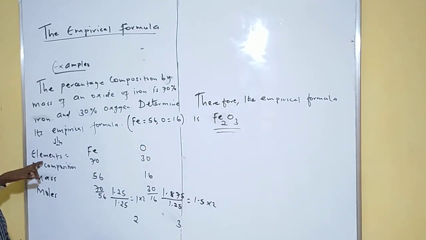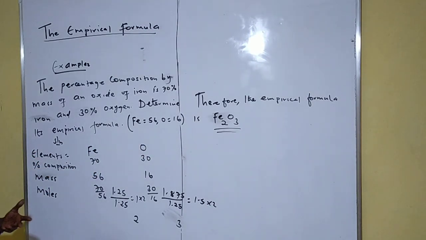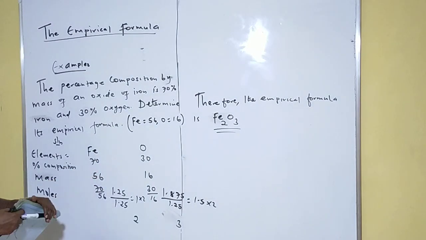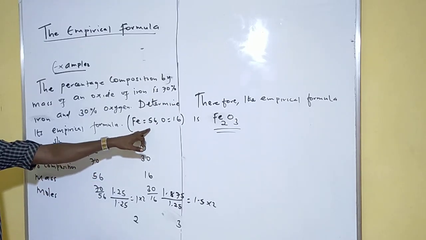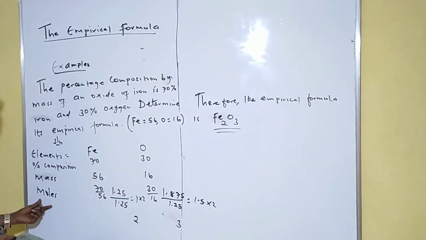So you're going to say elements. What are these elements you're having? You have iron and oxygen. Right, elements, iron and oxygen. Percentage composition 70 and 30. Then mass is 56 here. Yeah, iron is 56 and oxygen is 16. Get moles here.